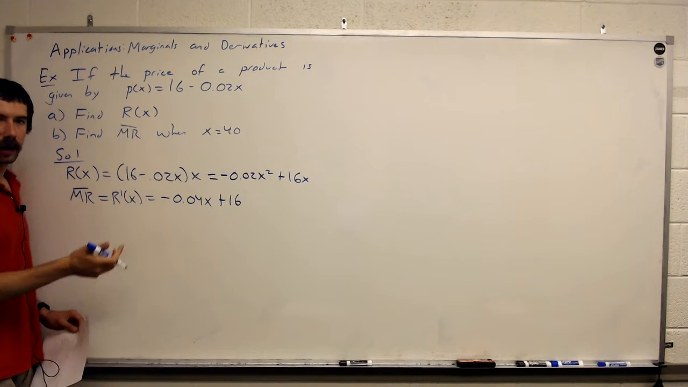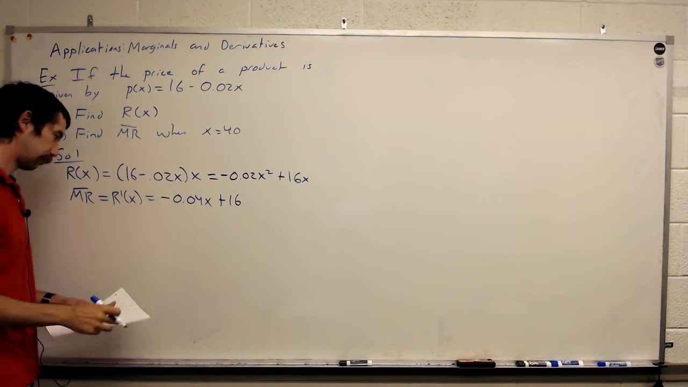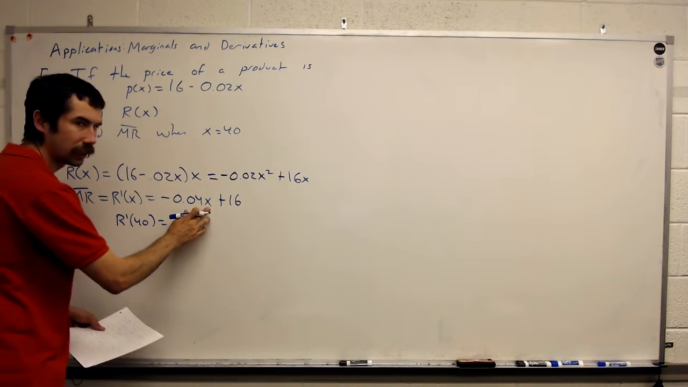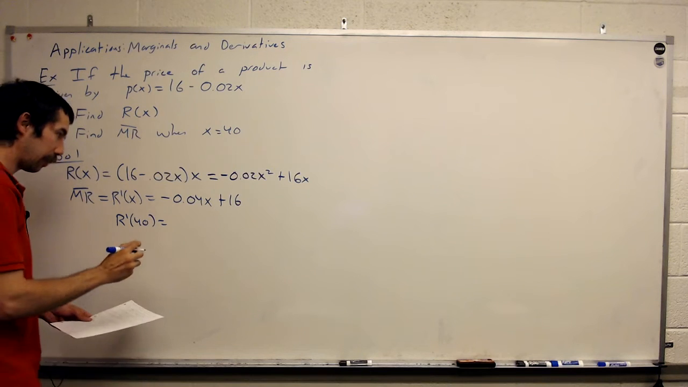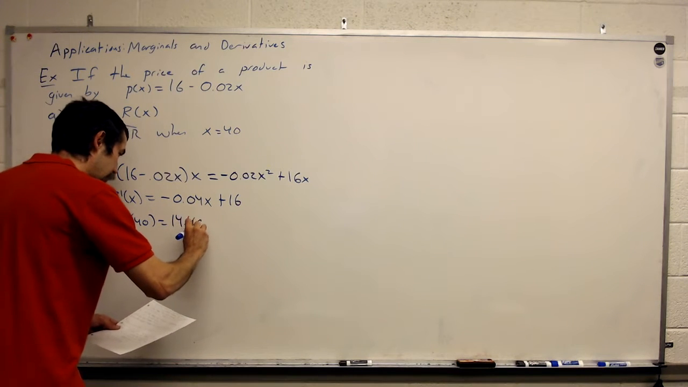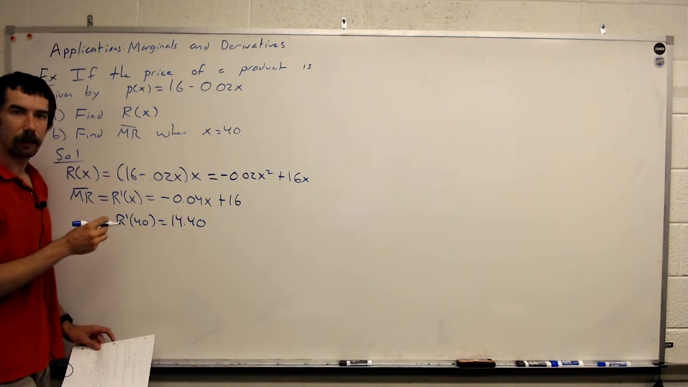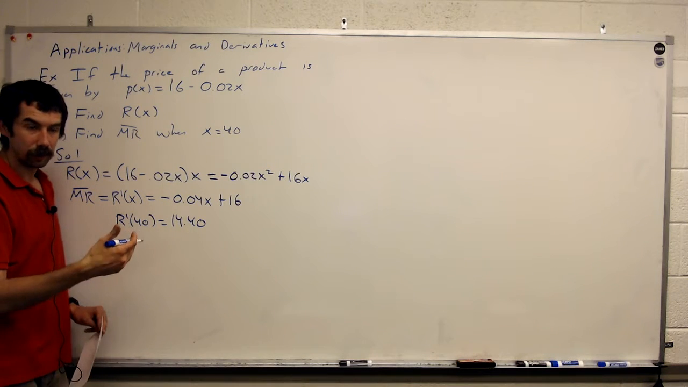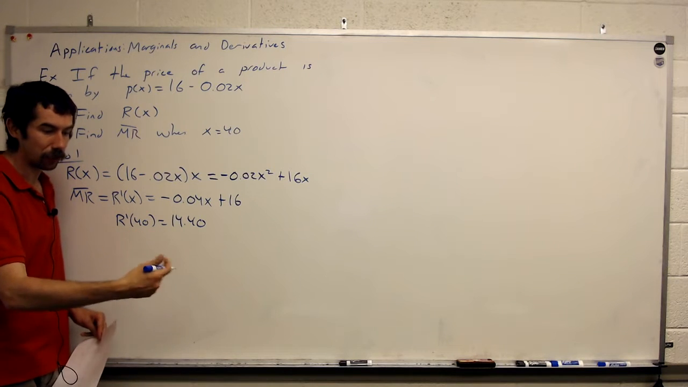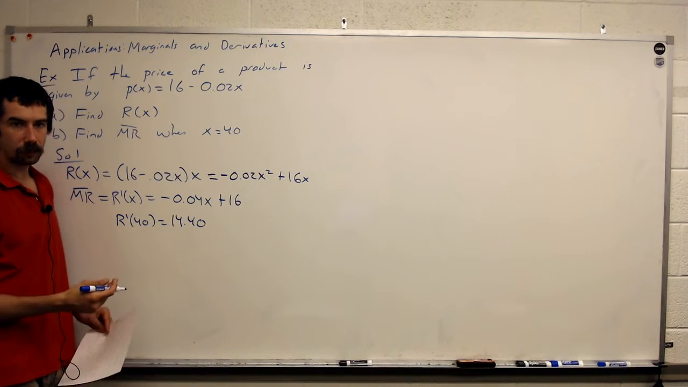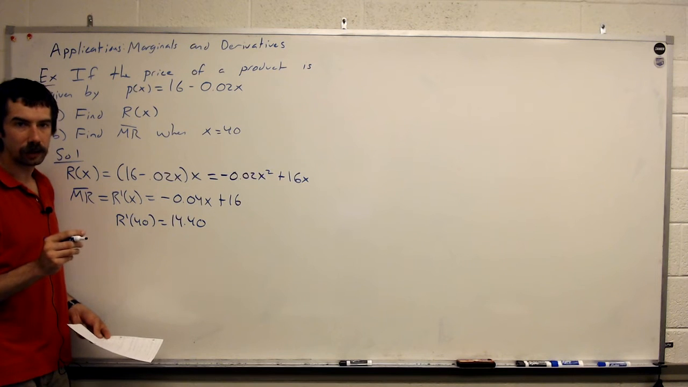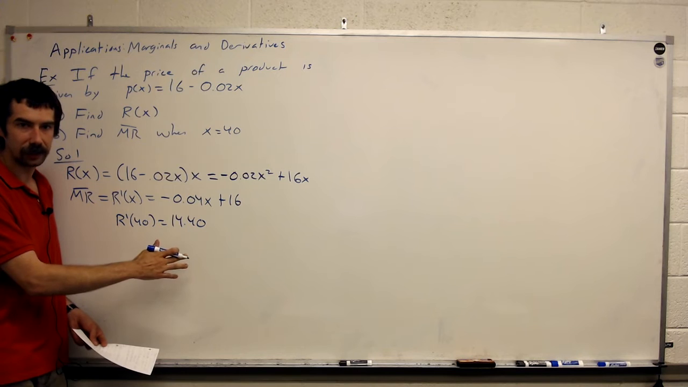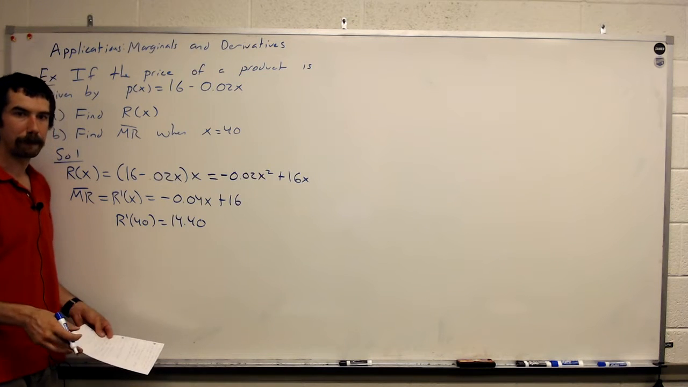All right, in our marginal revenue, when x equals 40, we just sub 40 in for x, and we get 14.40. And so what this is saying is selling that next unit after 40, so that 41st unit, will increase our revenues by approximately $14.40. That's how we interpret this value here.